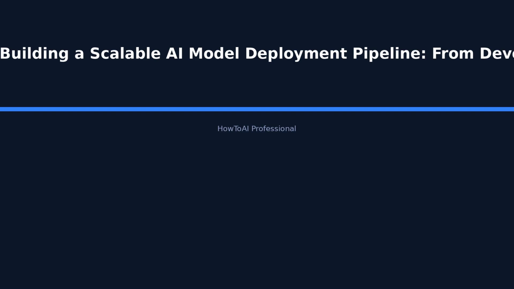In this video, we'll explore the various steps involved in creating a robust AI deployment pipeline and how continuous integration and continuous deployment, or CI/CD, play an integral role in streamlining the entire process.